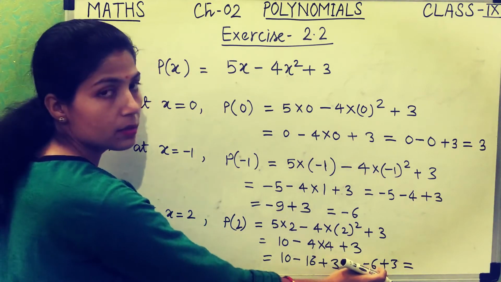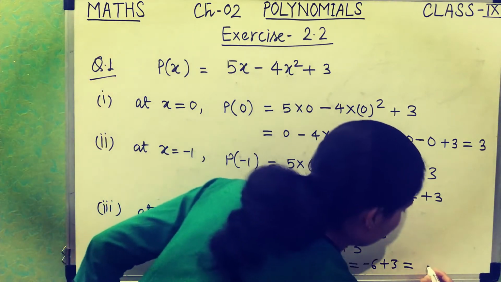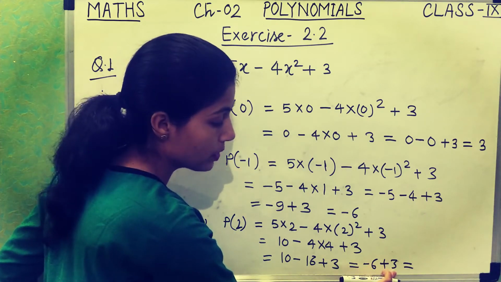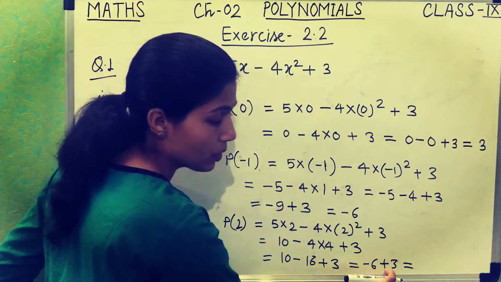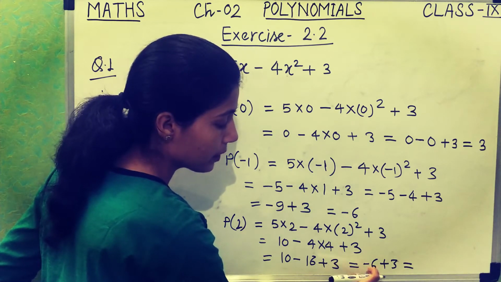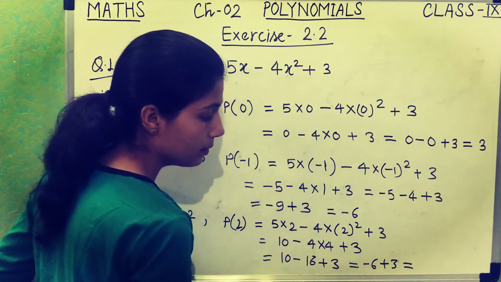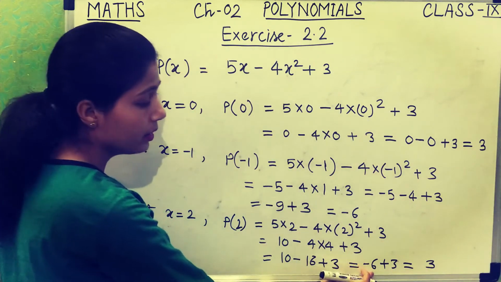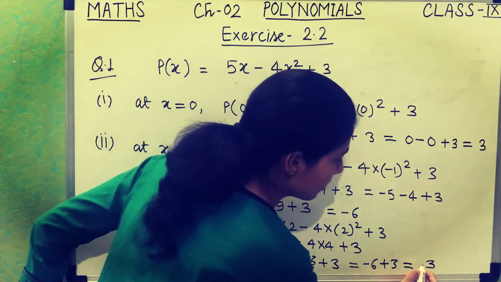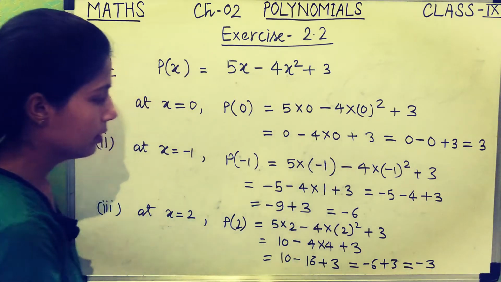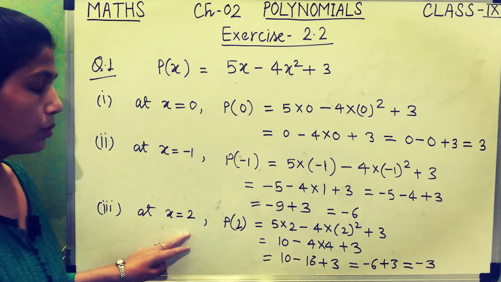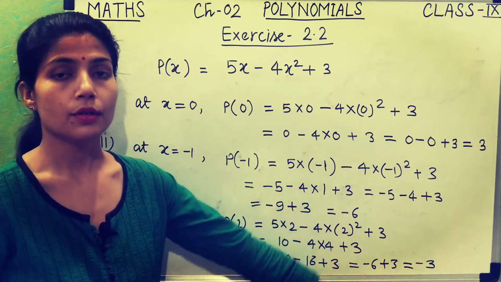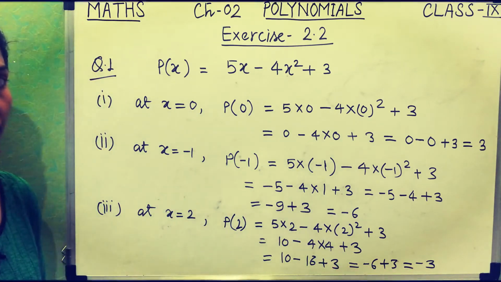So minus 6 plus 3 is what? One is negative and the second term is positive. So negative positive is always negative, so you have to subtract 3 from 6, that will come as 3 and the sign will go with the greater integer, that is 6 here, so minus 3. So at x equals 2, the value of the polynomial is minus 3. So this was your question number 1.